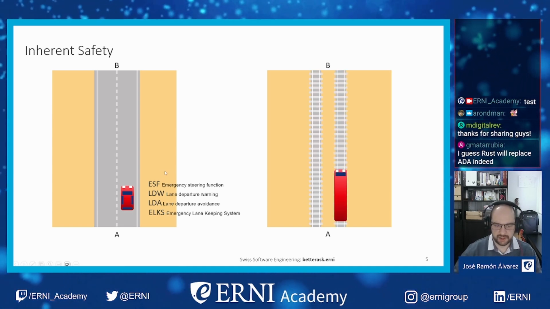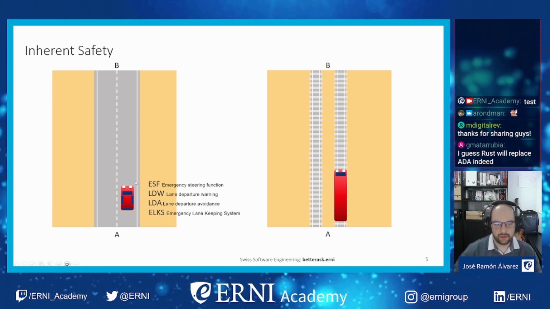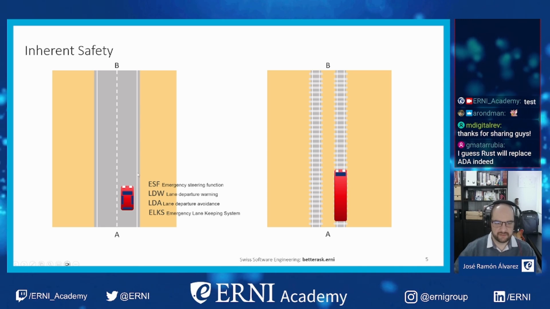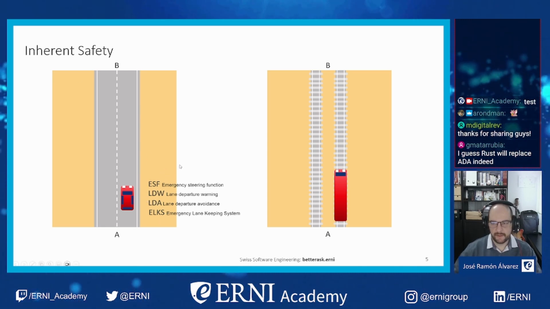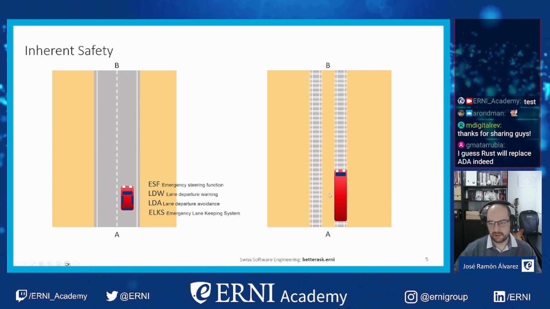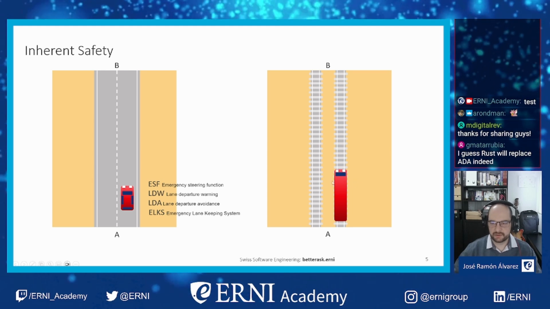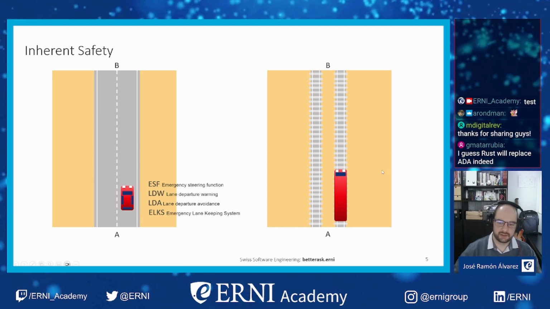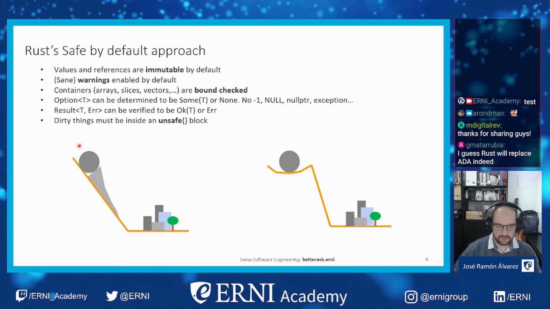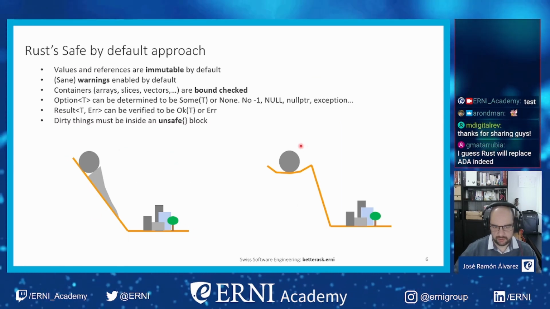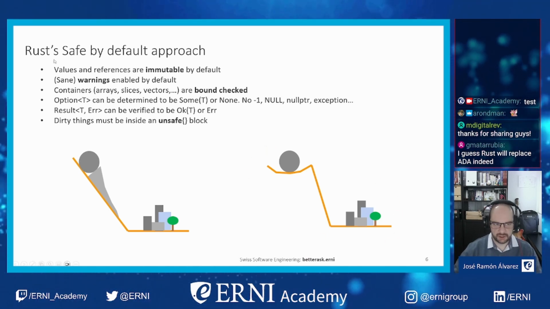And the difference here is that we put in a lot of energy trying to make the system safe. It was not safe at the beginning and we make it safe by putting in energy. But in the train case, if we wanted it to derail, we would have to put in energy. So by default, inherently, it's safe. Here we have a similar picture, and this is the approach that Rust has chosen.